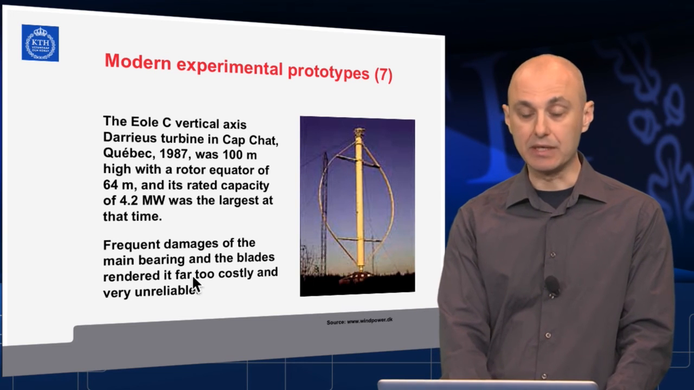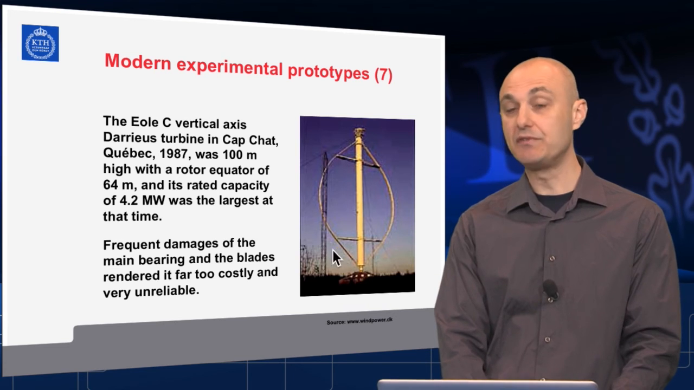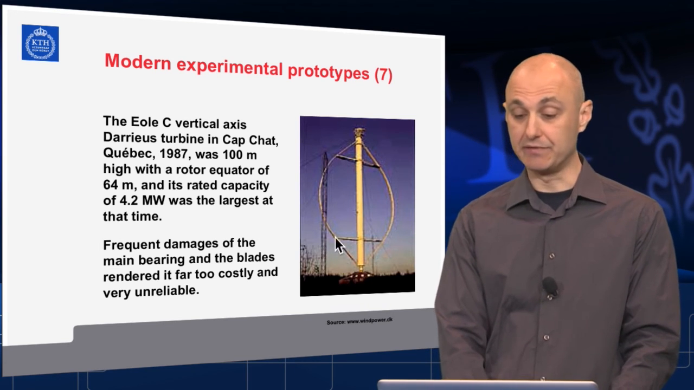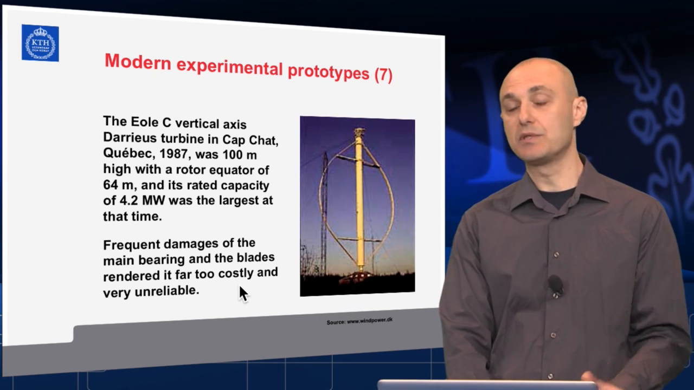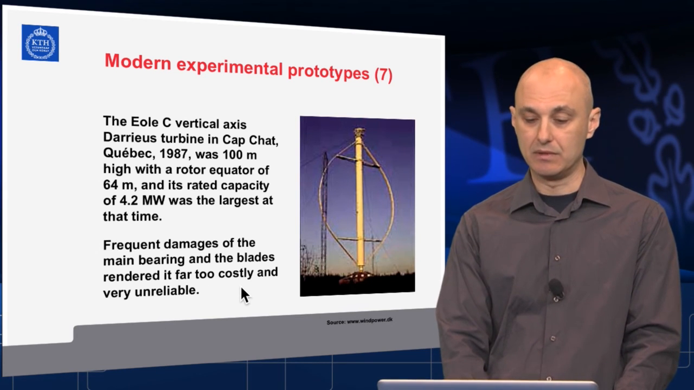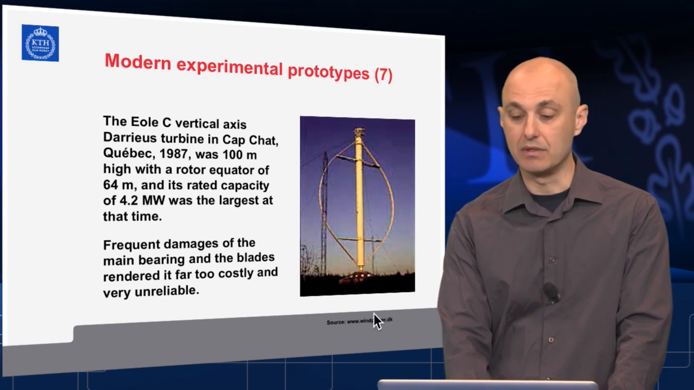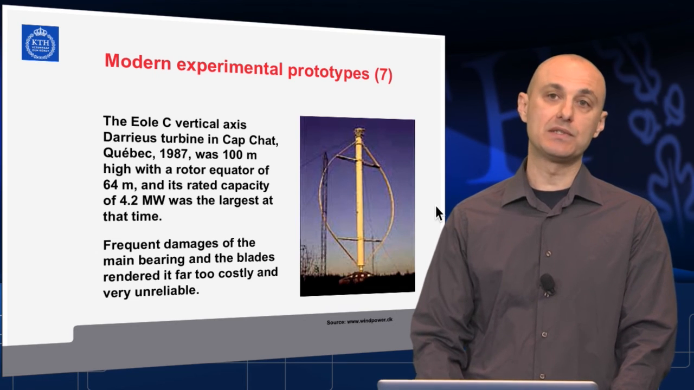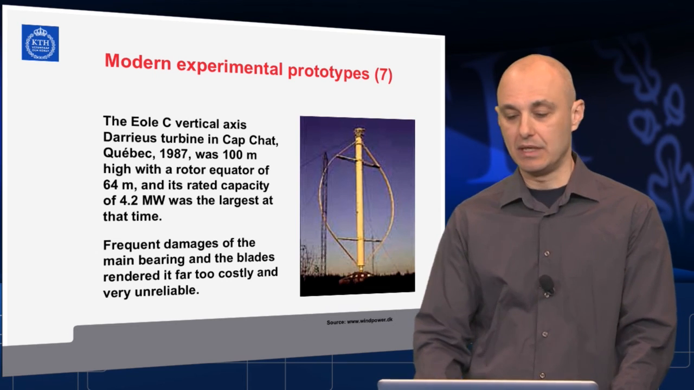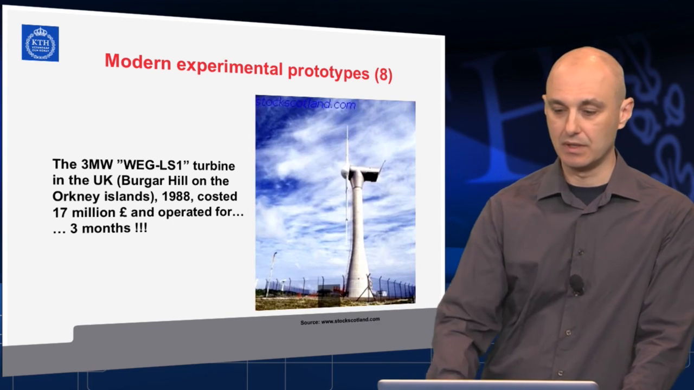And that main bearing was failing all the time. The blades were also prone to fatigue, especially in the vertical axis wind turbines, peculiarly. And in the end, it was just too costly and scrapped. In the United States, there were several such vertical axis projects, slightly more successful, but more or less ending up proving the same problems.